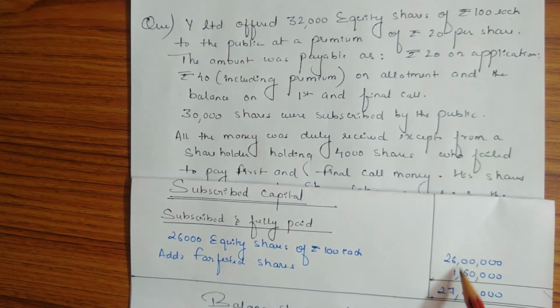So the total of subscribed capital will be 26 lakh plus 1,60,000, which is 27,60,000.